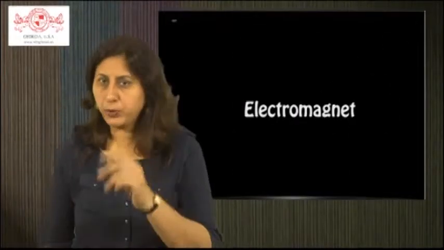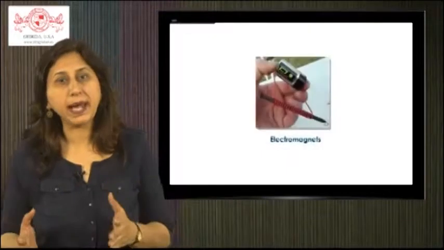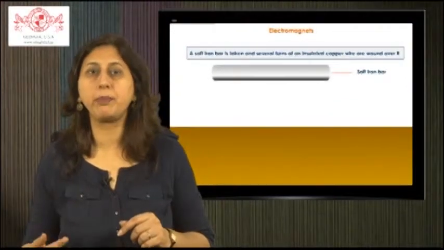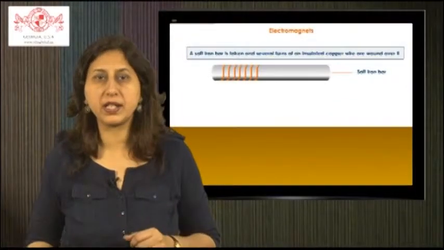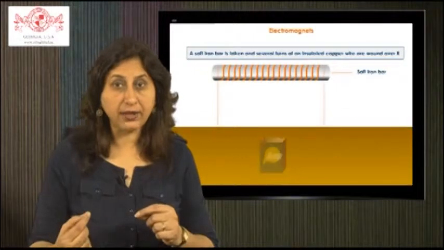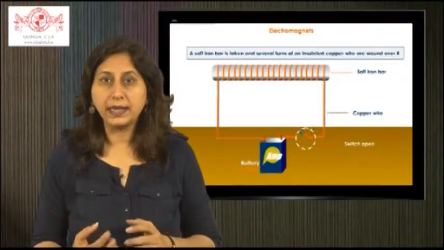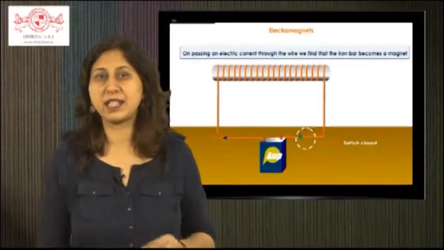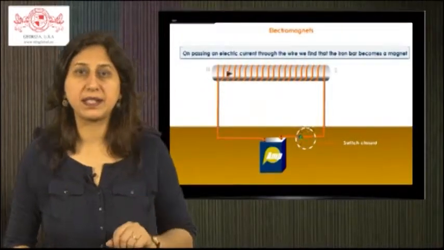Electromagnet. Now we shall see what electromagnets are. A soft iron bar is taken and several turns of an insulated copper wire are wound over it. On passing electric current through the wire, we find that the iron bar becomes a magnet. Such a magnet is called an electromagnet.